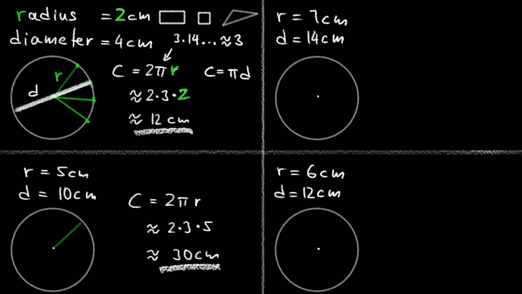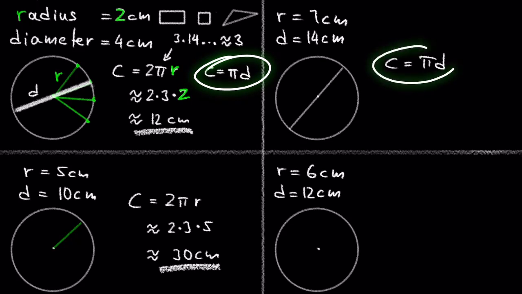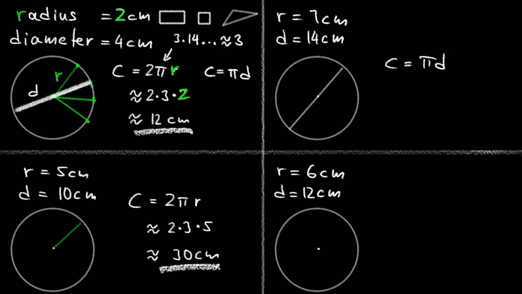Let's say in the next example we want to use a diameter to plug into the formula. So we can use the formula C equals pi times d, which is approximately 3 times 14. Which is then approximately 42 centimeters.